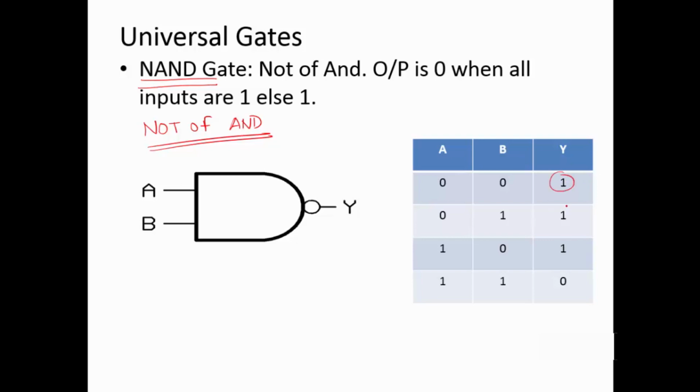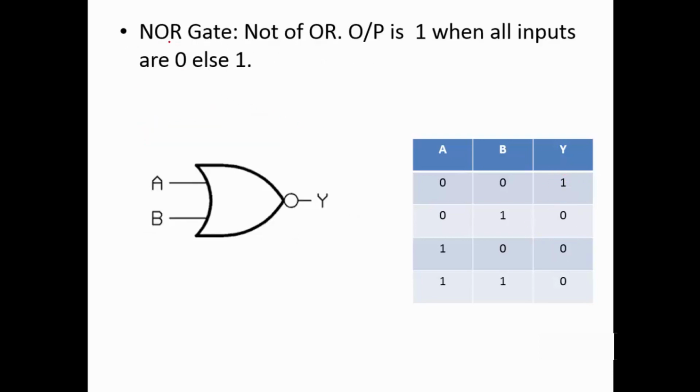Similarly, the NOR gate is NOT of OR. In the OR gate, when any of the inputs was 1, the output was 1. So here in the NOR gate, when any of the inputs is 1, the output is 0. Otherwise, the output is 1. So why are they called universal gates?